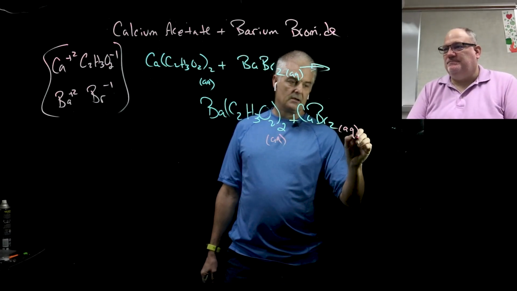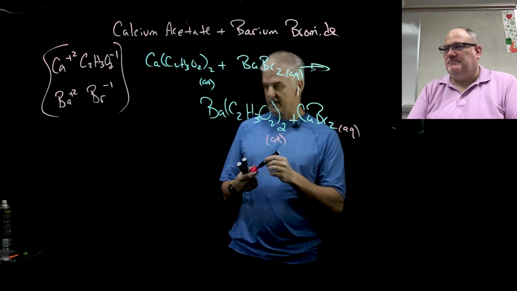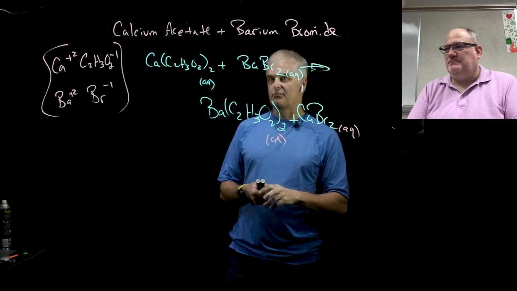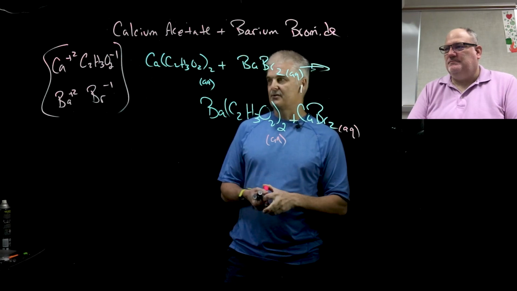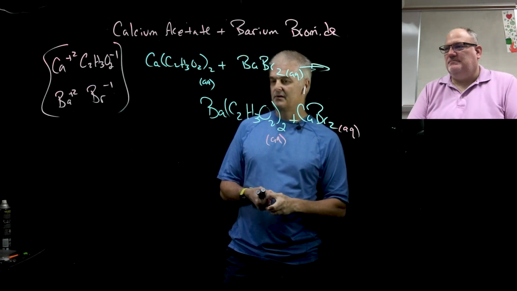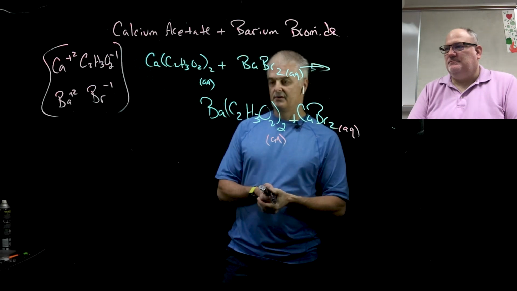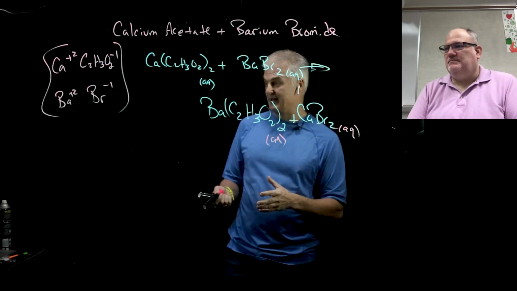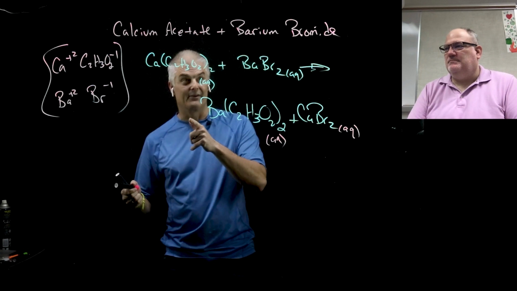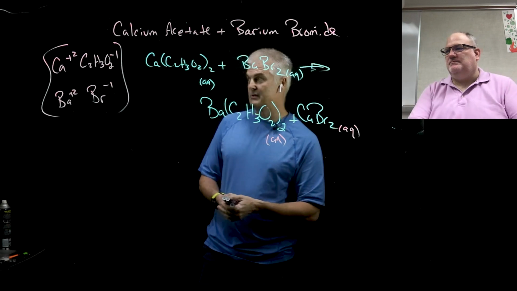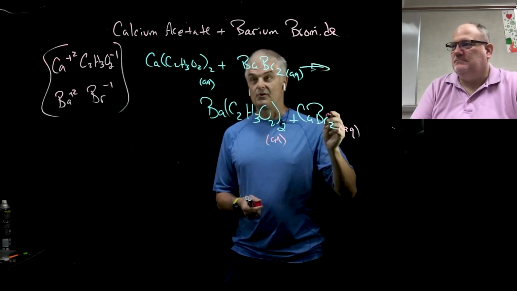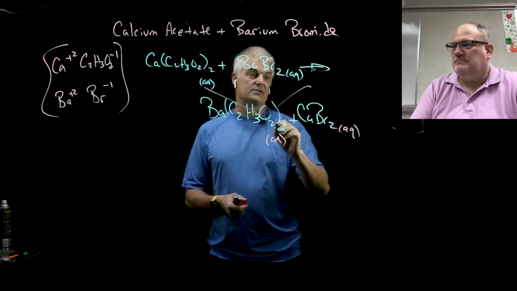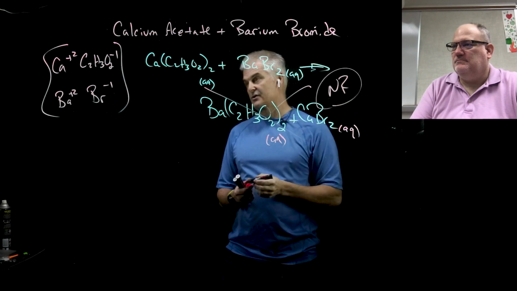Also aqueous. Oh, wait. So it's like calcium took acetate to the dance, barium took bromide to the dance, and they didn't actually trade partners. They were already happy where they were. So they kept the partners. So nothing happens. No one's going to be talking about this at the dance the next day because nobody's traded partners. If they actually had, like in the previous examples, then you'd be talking about who got together with who, wouldn't you? So the answer to this one, even if you do this, is just no reaction.